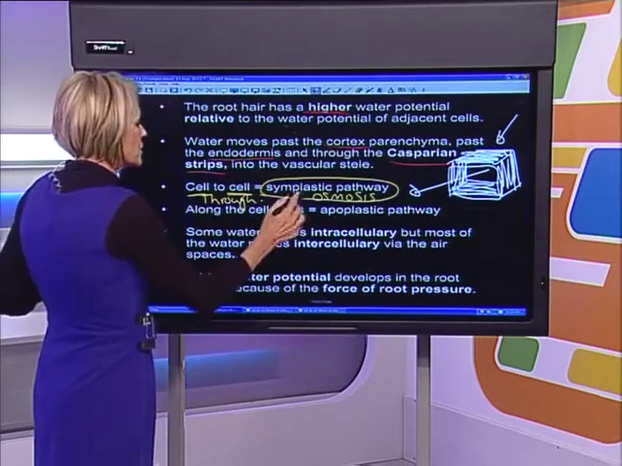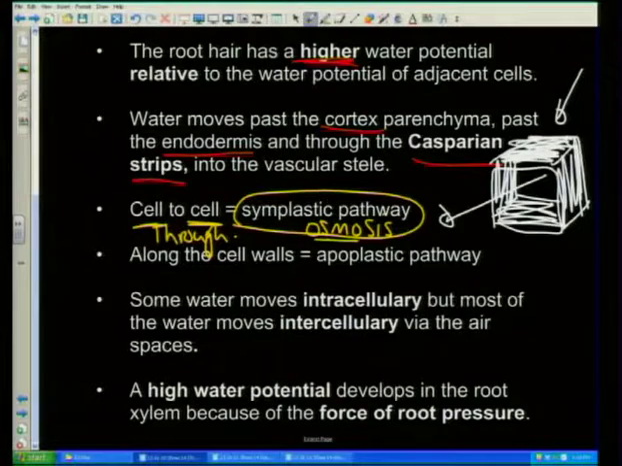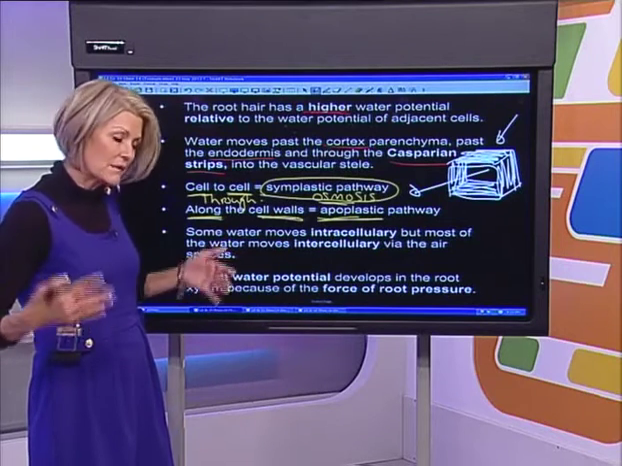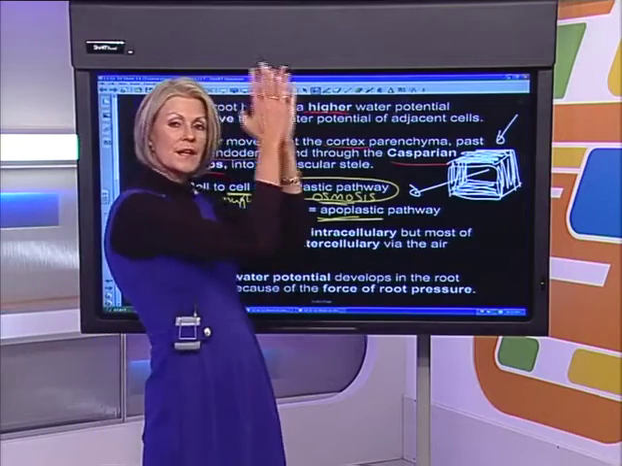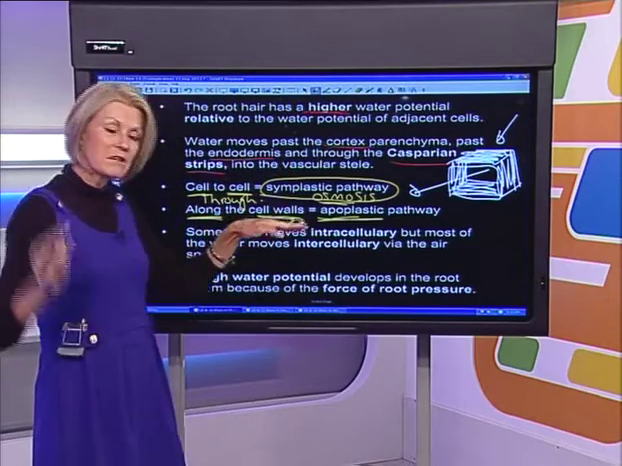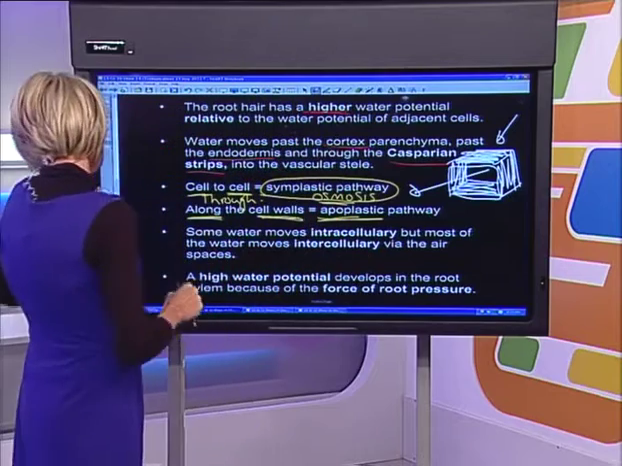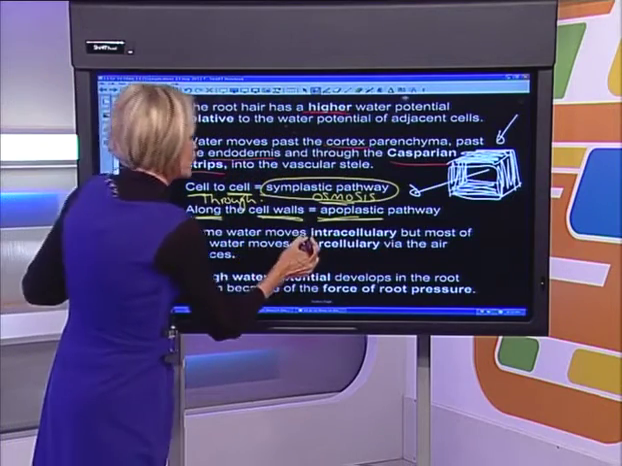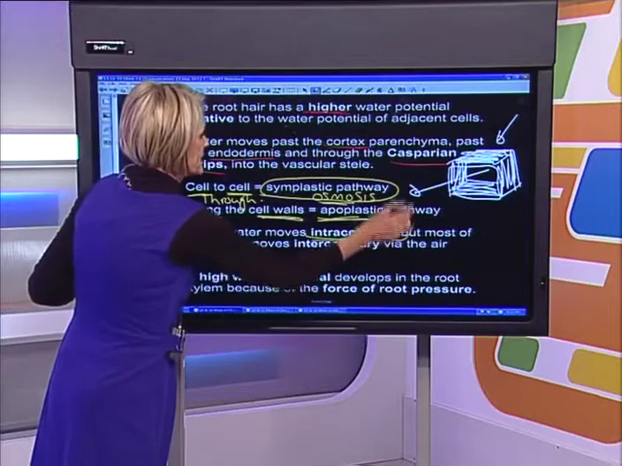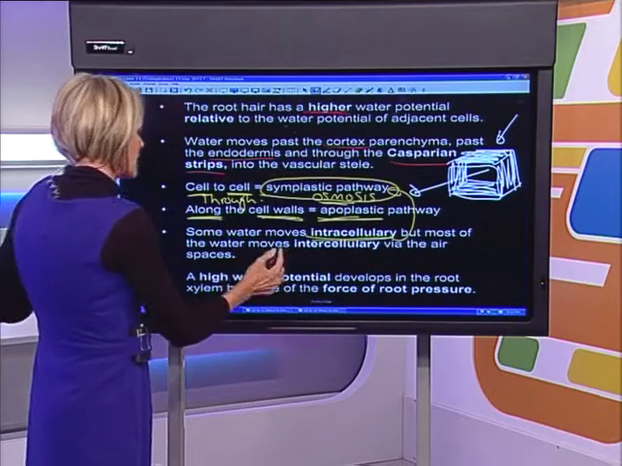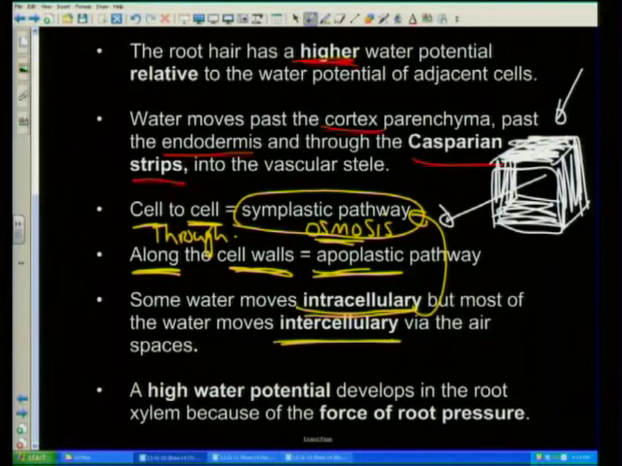All right, so cell to cell or symplastic pathways is a form of osmosis, or it goes along the cell walls, never goes through the membrane, and we call that apoplastic pathways. Okay, symplastic, it sympathizes with the cell and it goes through the membrane. Apoplastic, around. Okay. Some water moves intracellularly, that would be symplastic, and others move extracellularly via the air spaces, and that would be apoplastic.